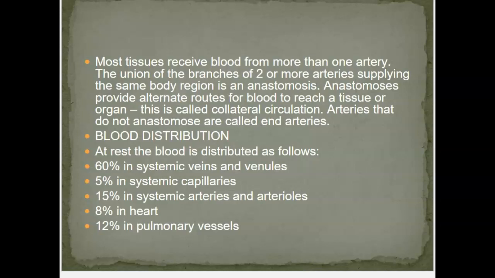Where is the blood in the body? About 60% of your blood is found in your veins and venules. About 5% is within your systemic capillaries. You can see there 15% within the systemic arteries and arterioles, 8% in the heart, and then the rest in your pulmonary vessels. So that's where your blood's located.